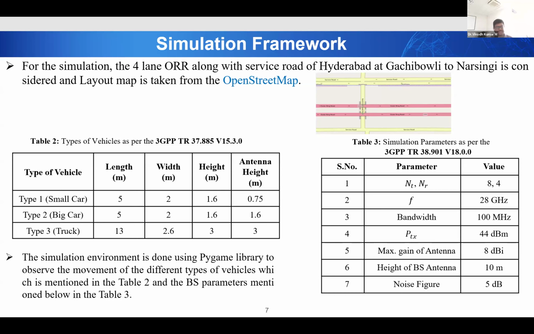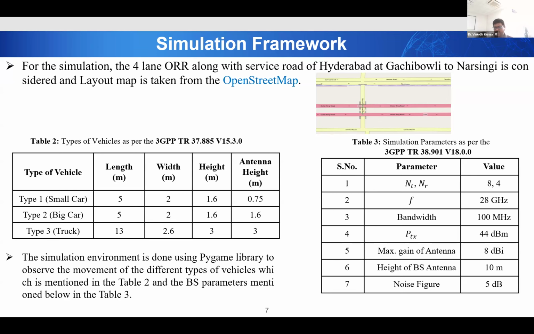These were specified by the 3GPP technical specification 37.885 version 15.3.2, which gives the car length, width, and height, and the antenna height where it is placed, for the small car, big car, and truck. So all over the world, people follow this same specification document to develop the synthetic data.